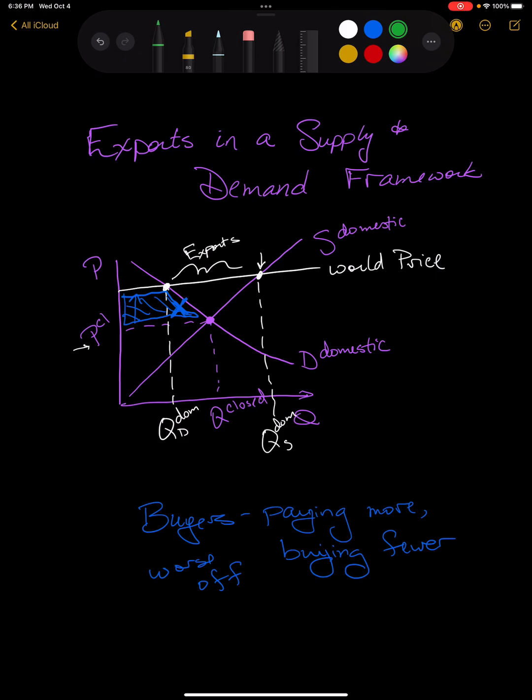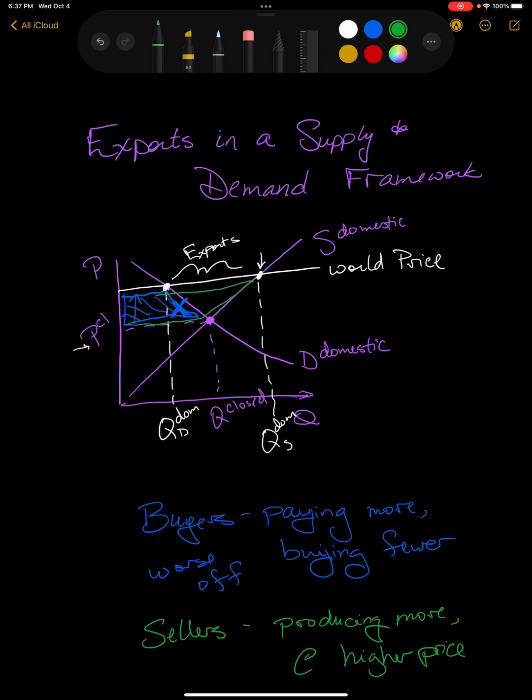What about our sellers, though? Like Boeing, as I mentioned before, they're ecstatic. Our sellers, relative to the closed economy equilibrium, are actually selling more. So I'm putting here producing more, but they are selling more and doing so at a higher price. They're happy, and the truth is they're creating more jobs because we're producing more things. So how much happier are they relative to equilibrium? Well, our producers are going to gain, in green here, this green trapezoid.